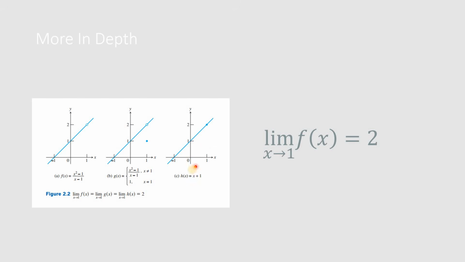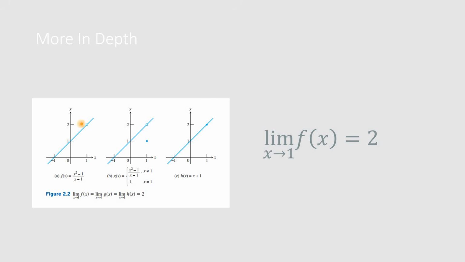Here's a situation where we could just plug in x equals 1 into our equation, and we would get a y value of 2. And the limit as we approach x equals 1 is also 2. So in all three cases here, the limit as x goes to 1, so as we get closer to 1 on the x-axis, the limit that we're approaching is y equals 2. However, for each individual function, we have a different actual value if we plug in x equals 1.